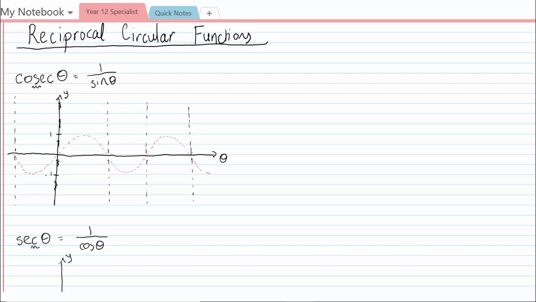The next thing is we have a few places where the function is equal to 1 or negative 1. And so when we have 1 divided by 1, that's going to equal 1. And when we have 1 divided by negative 1, that's just going to equal negative 1. So that's going to give us points here and here, and also down here and down here. There's another one over there, it's right on the end.